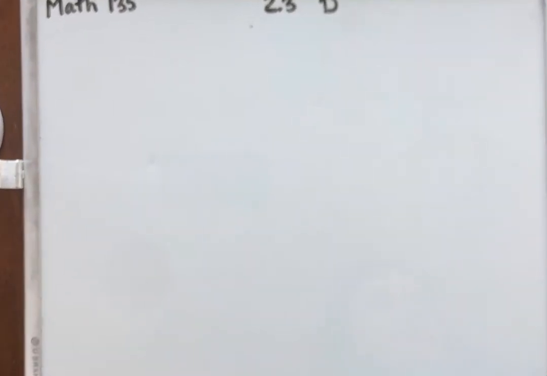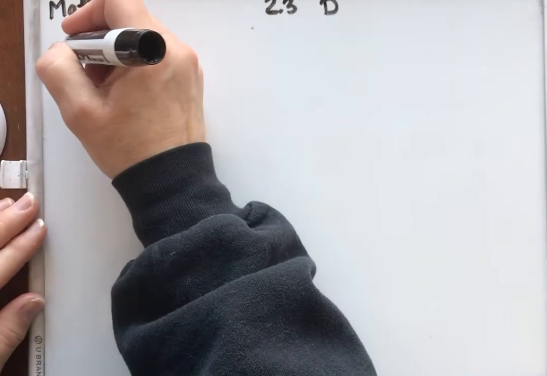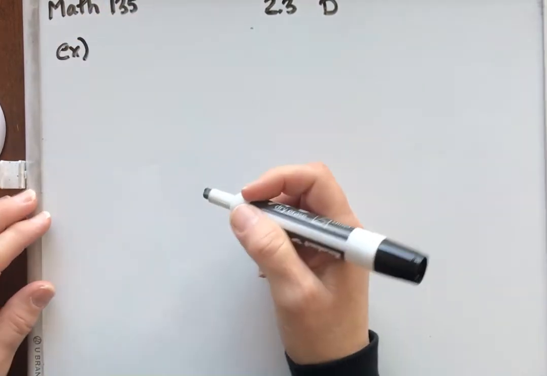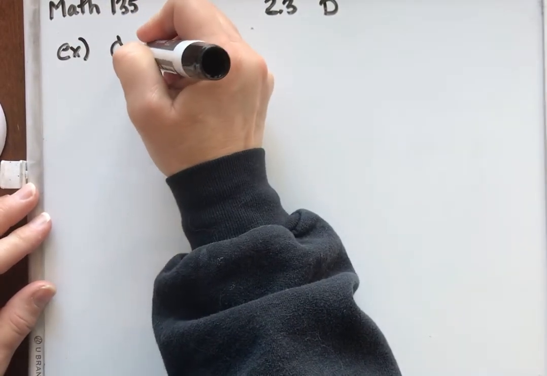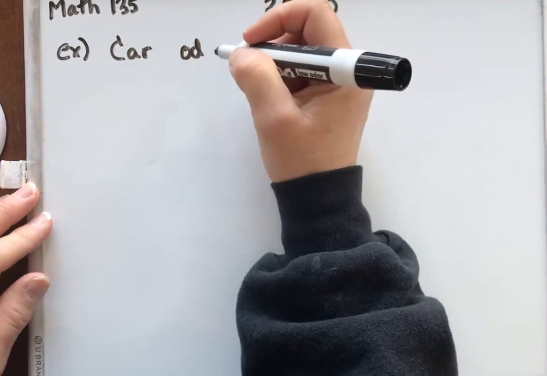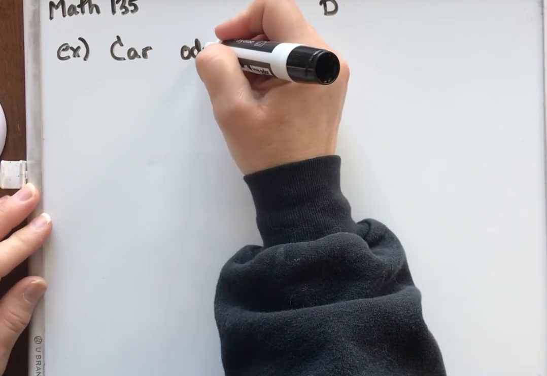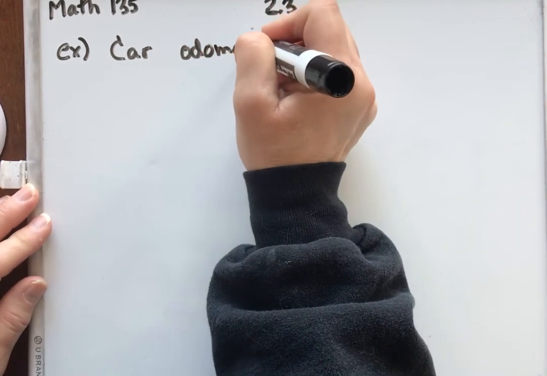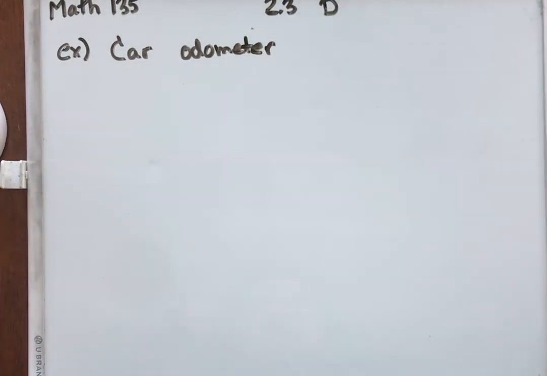2.3D. Now we're going to do some different types of problems. They're just going to be little word problems that you're going to see in your homework as well. We have a car odometer that tells you how much your car has been driven.